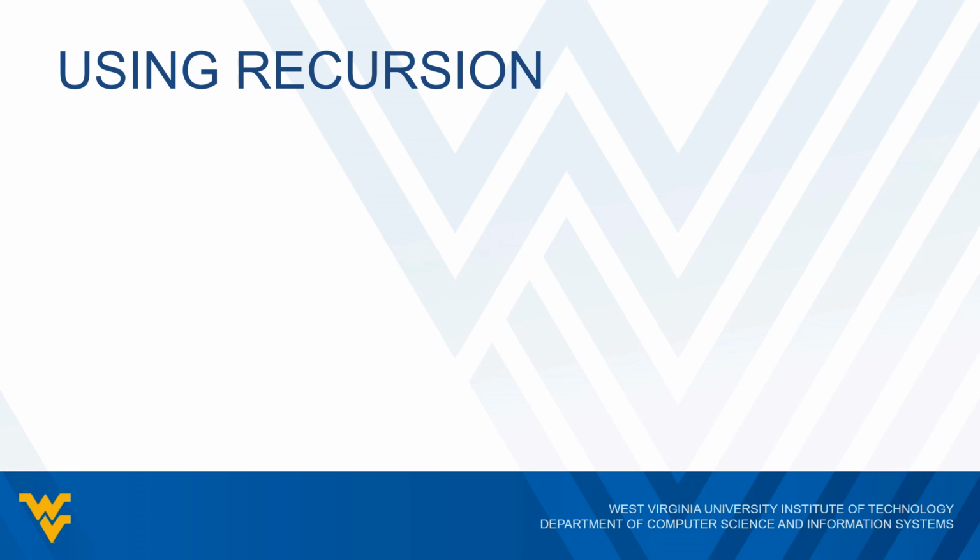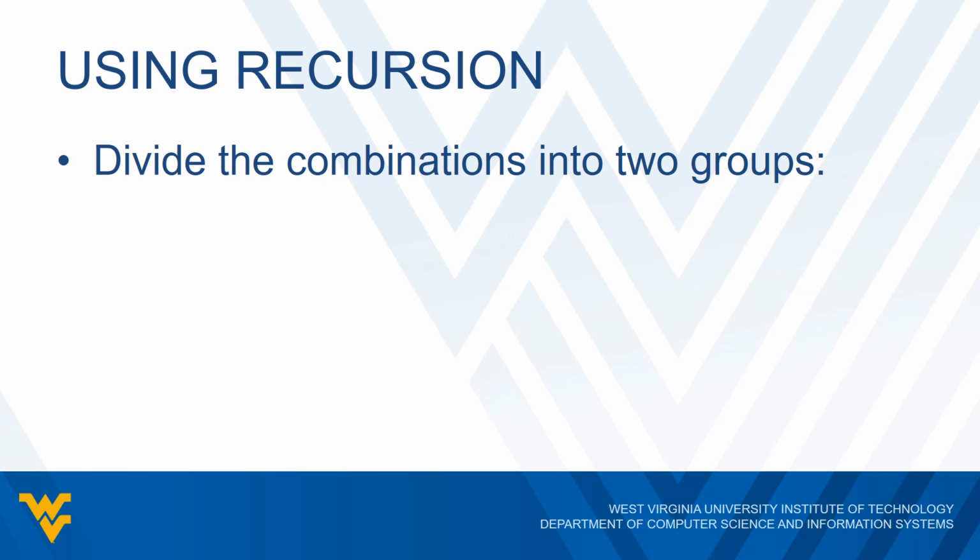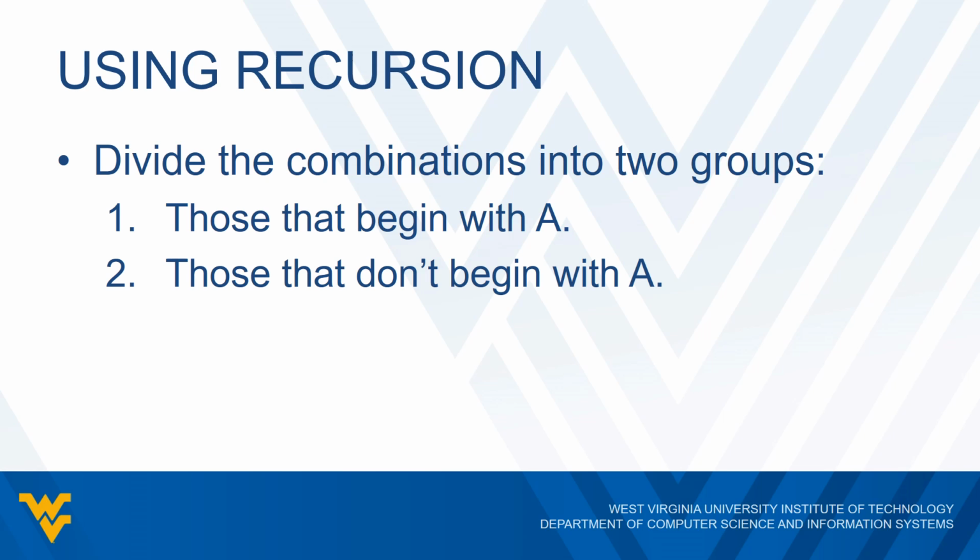Now, there is a very nice recursive solution for this problem. And the idea is that we're going to divide these combinations into 2 groups. Now, we're going to use our earlier example to help us with it. But the first group will be those combinations that begin with person A. And then the second group will be those combinations that don't begin with person A.